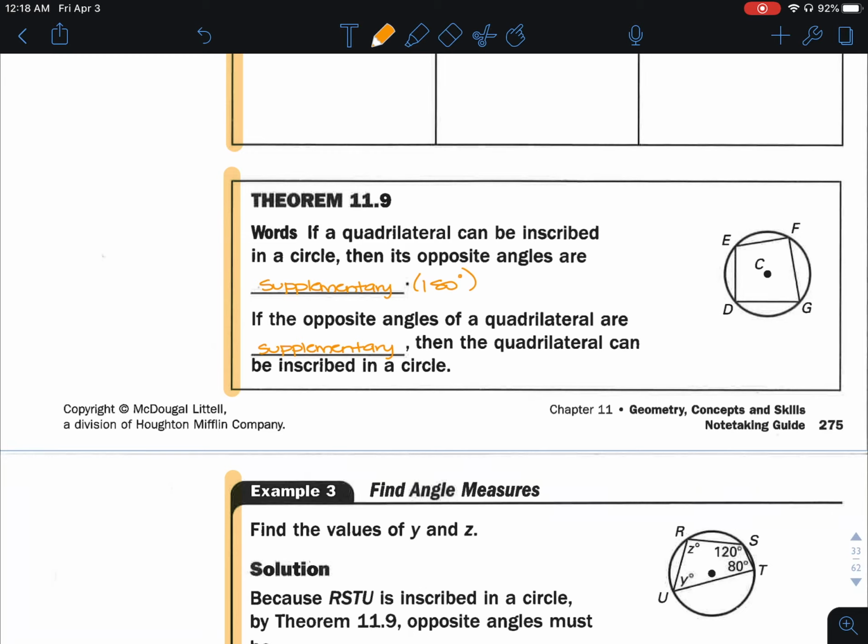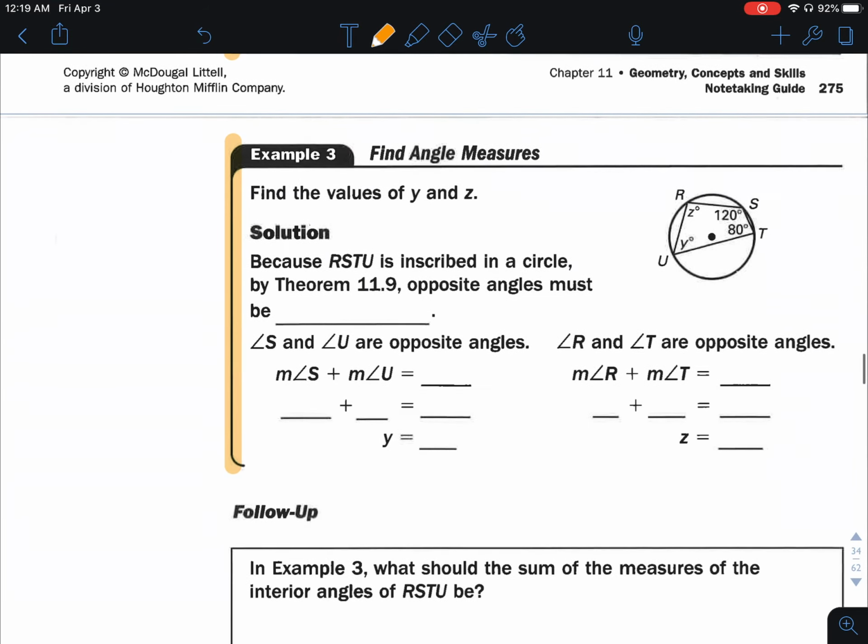So if I know that D and F add to be 180, then I can fit that quadrilateral inside of my circle. Same thing with E and G. They are not necessarily congruent. They could be, but not necessarily, as long as they add to be 180.